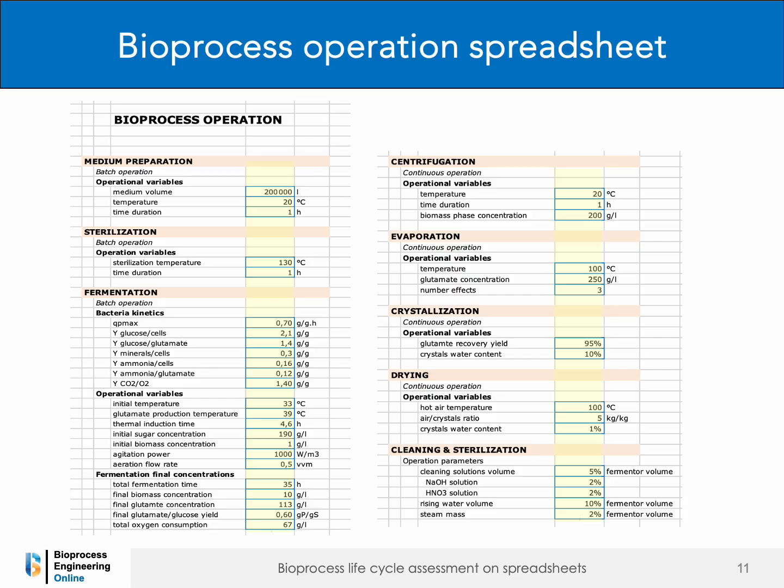The first spreadsheet in the Bioprocess LCA simulator is the Bioprocess Operation Sheet. This sheet contains all pertinent data concerning the bioprocess flow sheet and operations, which directly impact the material and energy inventories throughout the process.